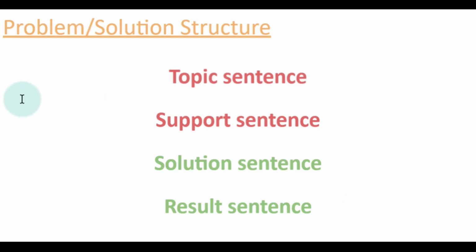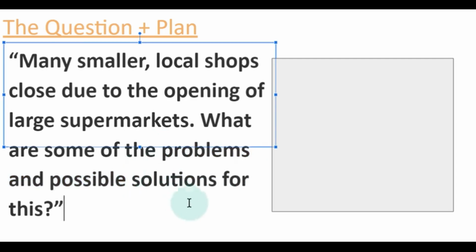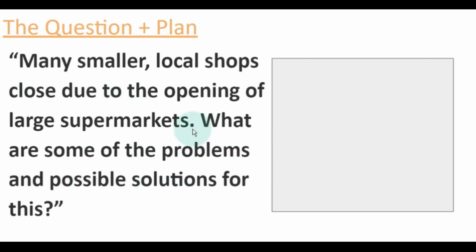So let's take a look at our question. Many smaller local shops close due to the opening of large supermarkets. Topic sentence here. Question sentence. What are some of the problems and possible solutions for this? Okay, so I don't really need to, but I now know it's a problem solution question, and we already recognize this. And let me just go through the topic one more time. So I'm just beginning to think about some ideas for this.